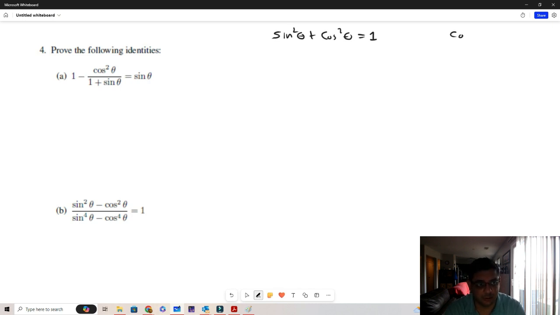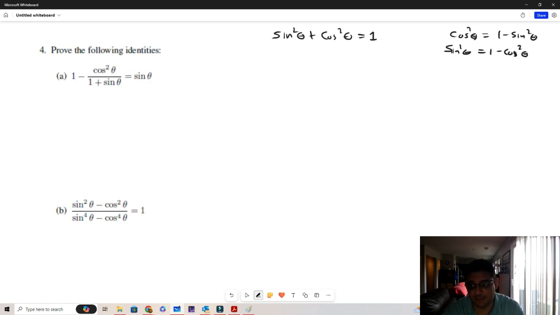So cosine squared of theta equals 1 minus sine squared, or we use sine squared equals 1 minus cosine squared. So we use either of these two that fits the bill more to try to get to the other side.